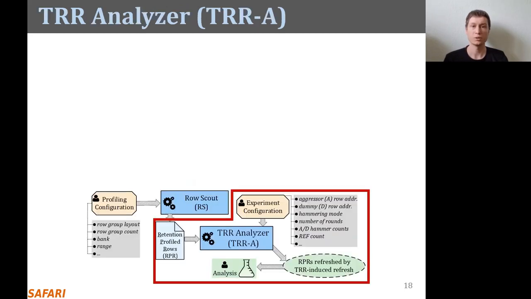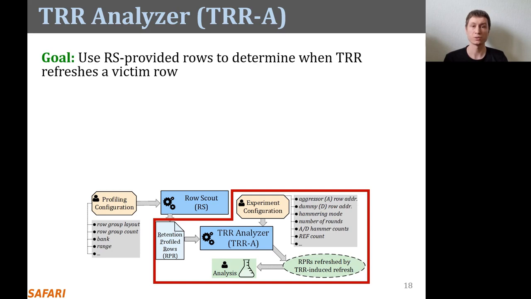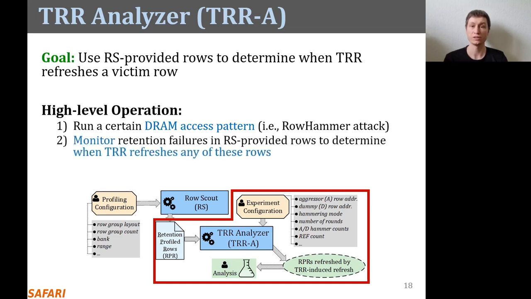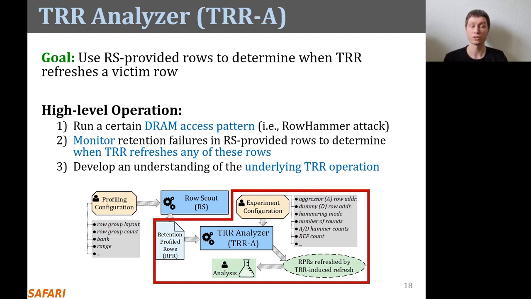I will now describe the operation of TRR Analyzer. The goal of TRR Analyzer is to use Row Scout provided rows to determine when TRR refreshes a victim row. At a high level, TRR Analyzer operates in 3 steps. First, it runs a certain DRAM access pattern, or we can call it a RowHammer attack. Second, TRR Analyzer monitors the retention failures that Row Scout provided rows experience to determine when TRR refreshes any of these rows. Third, based on when and which of the Row Scout provided rows are refreshed by TRR, the user develops an understanding of the underlying TRR operation.